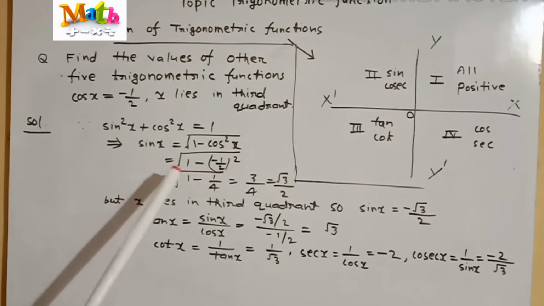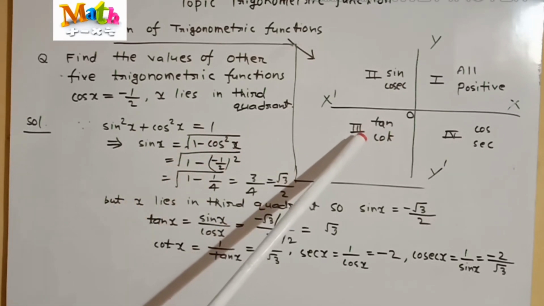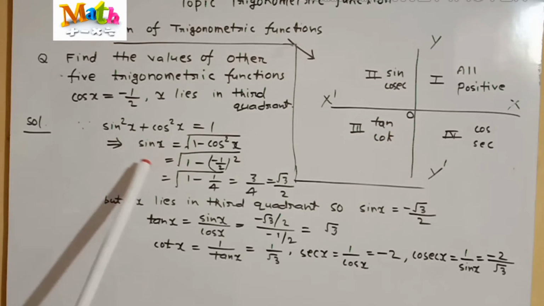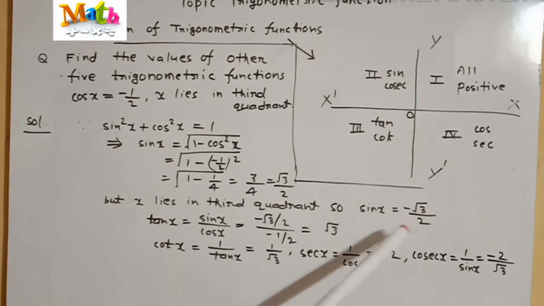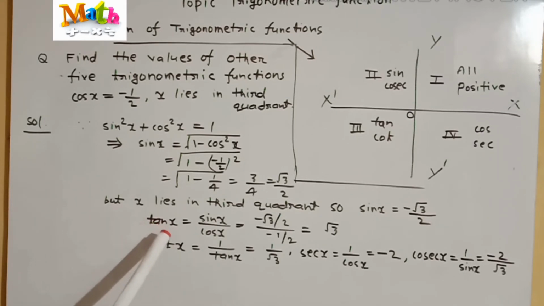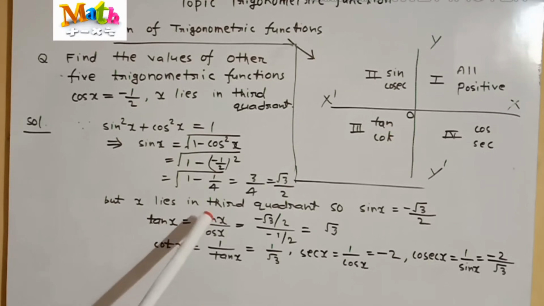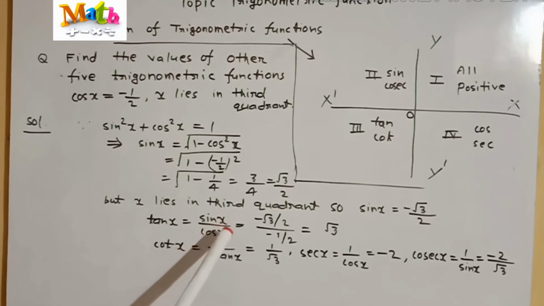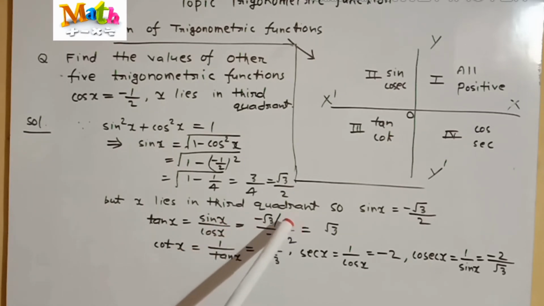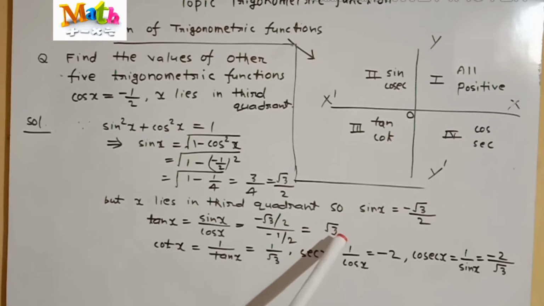Now it's time to determine the sign of sin x. As you know, in the third quadrant sin x is negative, so sin x equal to minus root 3 by 2. Now to determine the value of tan x, as you know tan x is the ratio of sin and cos, so it can be written as sin x by cos x. Now put the values of sin x and cos x, so the denominator 2 cancels, so the value is root 3 only. In the third quadrant tan is positive, so root 3 is the correct answer.